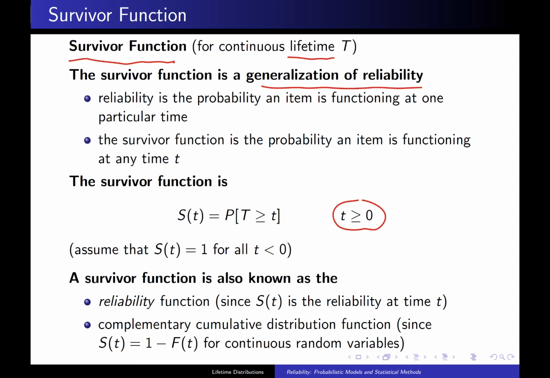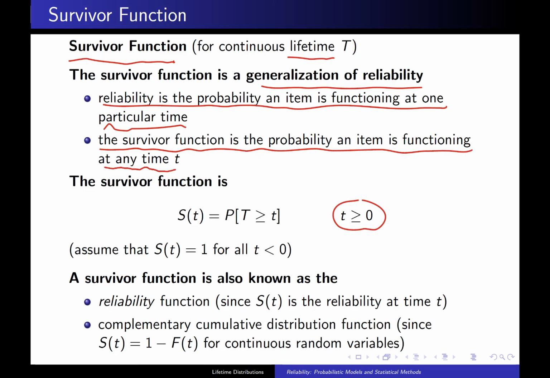And here are the 2 notions. The reliability from last chapter is the probability that an item is functioning at one particular point in time. That is now going to be generalized to the survivor function, and the survivor function is the probability an item is functioning at any time t. So here is the survivor function, and it is the probability that the random variable T, which is the lifetime, is greater than or equal to t.